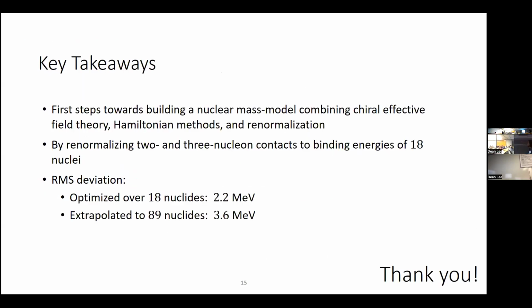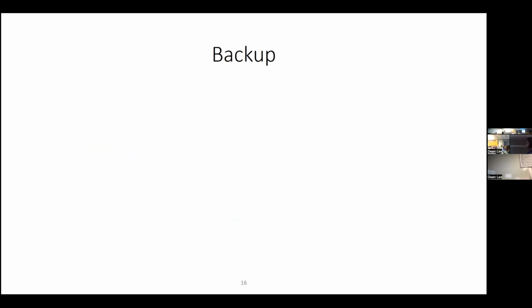That's my talk. Here are the key takeaways. This represents our first steps towards building a mass model that is based on Hamiltonian methods, connected to chiral effective field theory and renormalization. We do this by renormalizing two- and three-nucleon short range contacts to reproduce binding energies, to learn binding energies of 18 nuclei. The root mean square deviations on the training and test sets are respectively 2.2 and 3.6 MeV. Thank you.